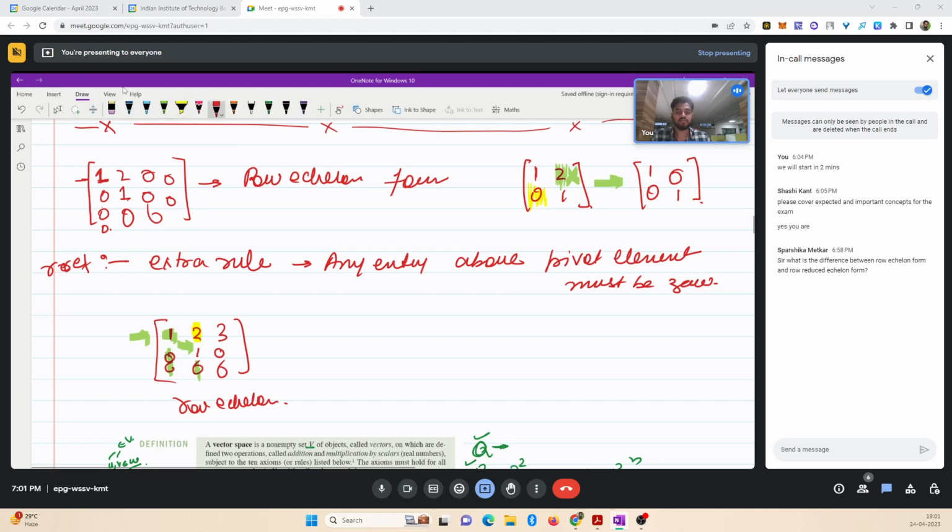make it satisfy that property also, so this is 1 0 0, 0 1 0, 0 0 3. Now this is in row reduced echelon form, that anything above the pivot element should also be 0. Is it clear? You can type in the chat box if it is clear. If it is not, then also please type.